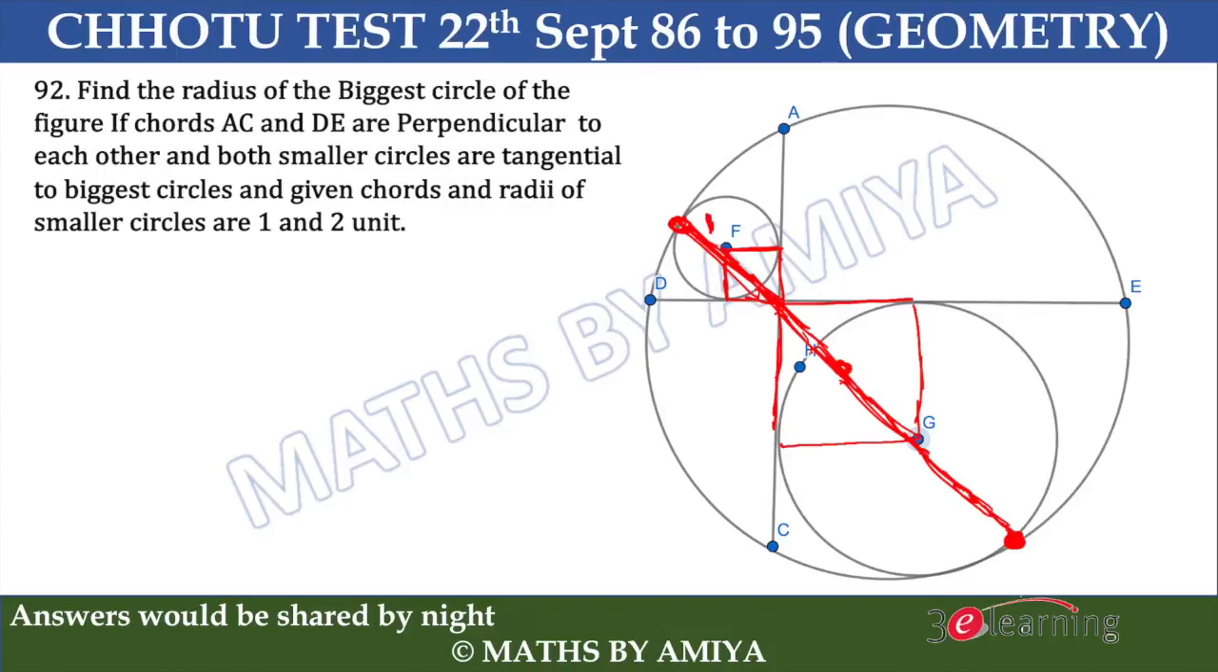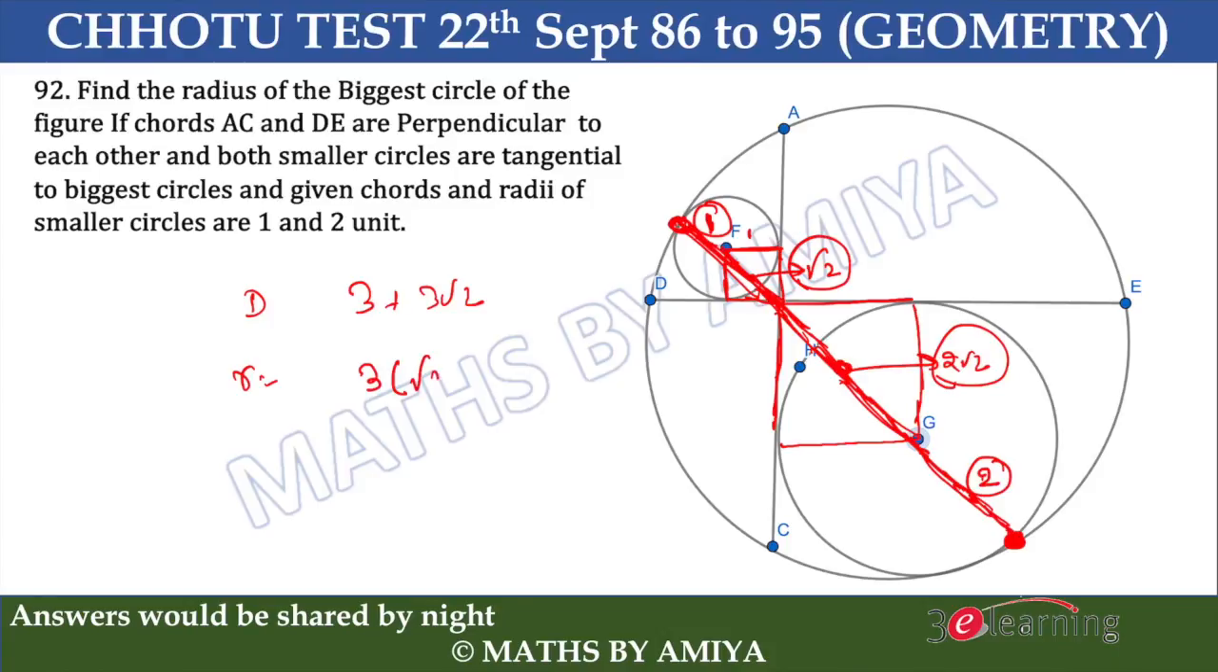We know the radius is 1. This one is 1, so we can say this one is root 2. We have this one as 2, so we can say this one is 2 root 2. So the total diameter is 1 plus 2, which is 3, plus root 2 plus 2 root 2, which is 3 root 2. This one is the diameter. We need to find the radius. So 3 into (root 2 plus 1) divided by 2 is the radius of this bigger circle. And this one is a complete similarity figure.